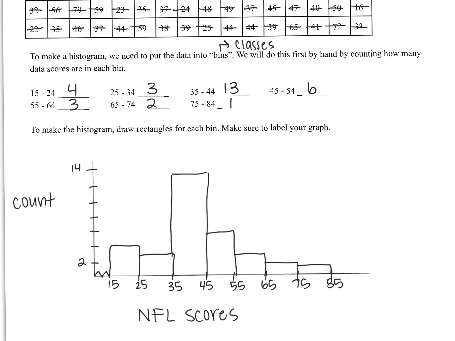15 to 25 means, and because my count is 4, those 4 numbers could be any value within that class. They could all be 15. They could be 15, 18, 19, 20. You really don't know unless you have access to the data itself.